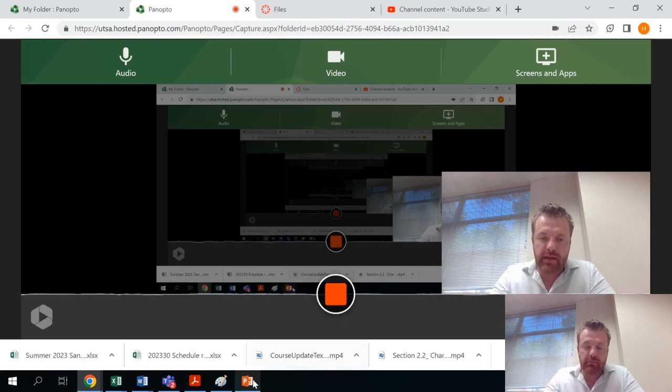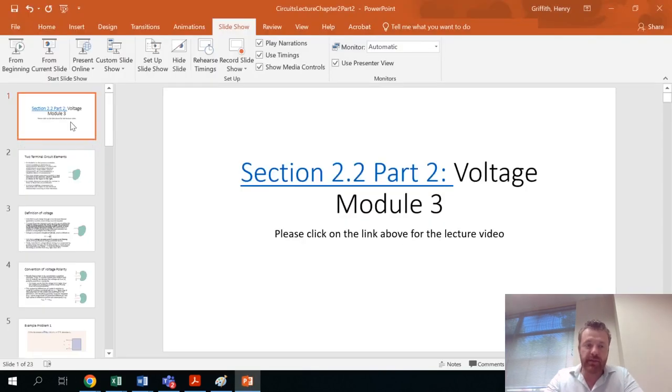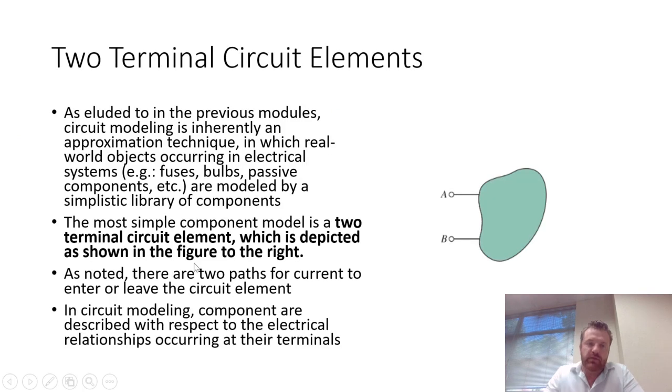So in this video, we're going to provide a brief introduction of the concept of voltage within circuit analysis. And before we do that, we need to define a very important modeling concept known as the generic two-terminal circuit element that's depicted over here to the right.